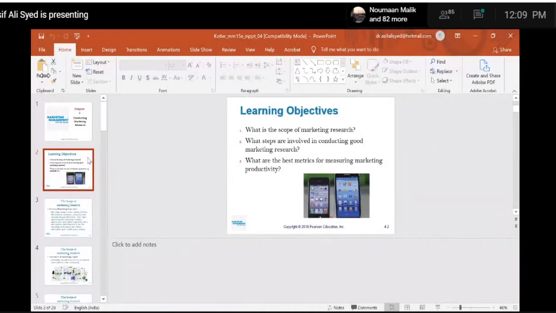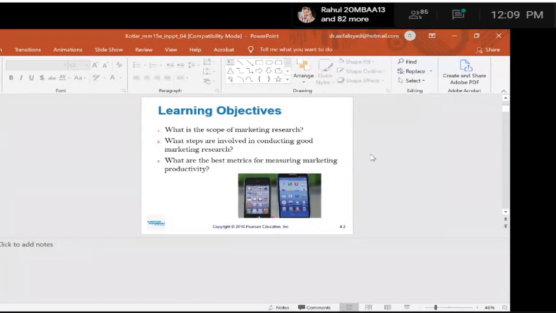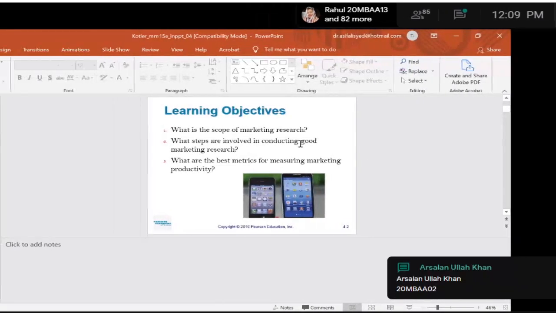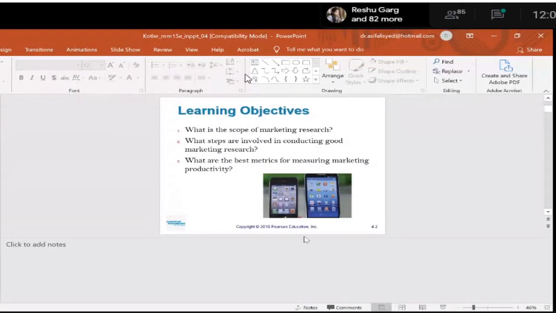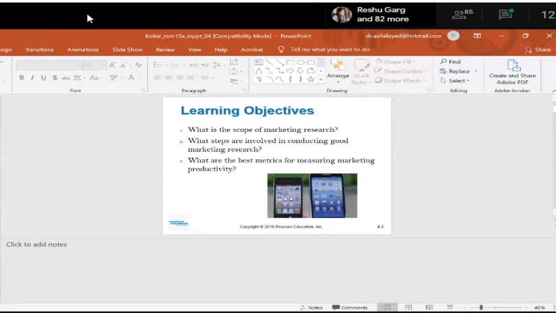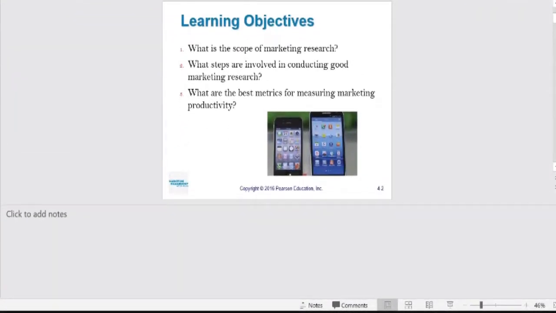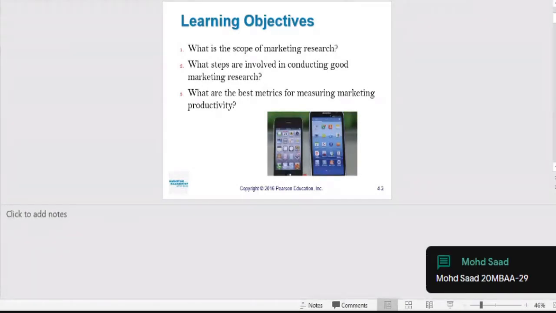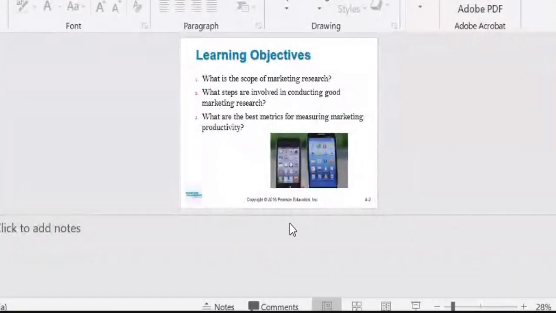So we would be looking at the learning objective, which happens to be the scope of marketing research, the steps involved in conducting a good marketing research, and the best metrics for measuring marketing productivity, which happens to be the cornerstone of marketing research, and we intend to take it up in today's session. So, very quickly, let us see what exactly we intend to achieve today.